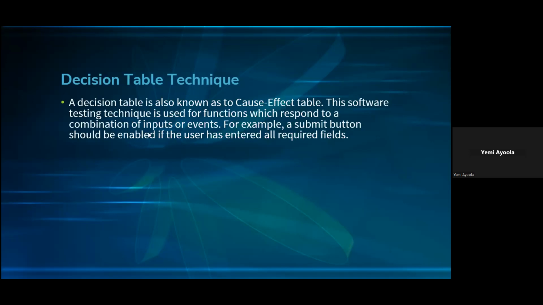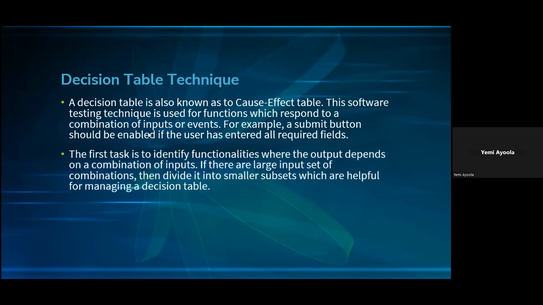Fantastic. So now a submit button should be enabled if the user has entered all required fields. That's why on some websites they tell you asterisk is mandatory. If those mandatory fields are not filled and you hit the submit button, even if it's not grayed out, it will turn up a red line to say, fill this form. You cannot submit. It throws up an error. That's what we're expecting the system to do. So now let's use the decision table technique for this.